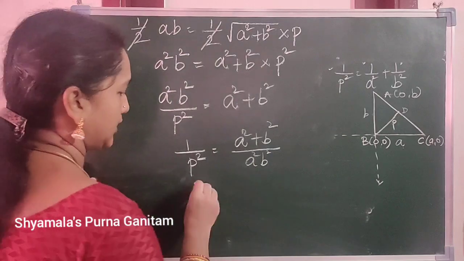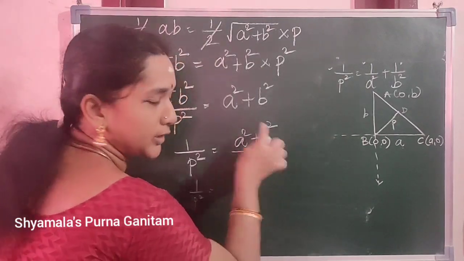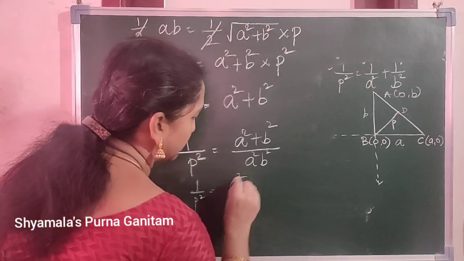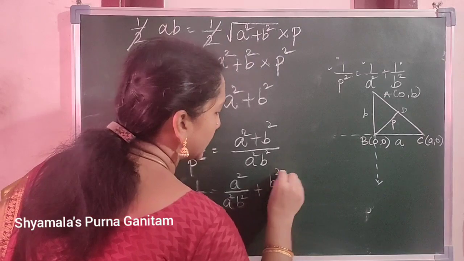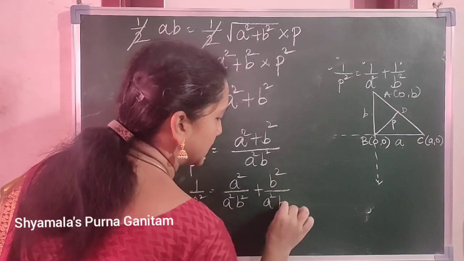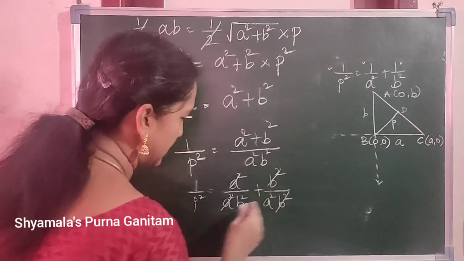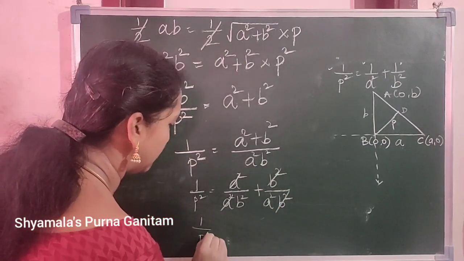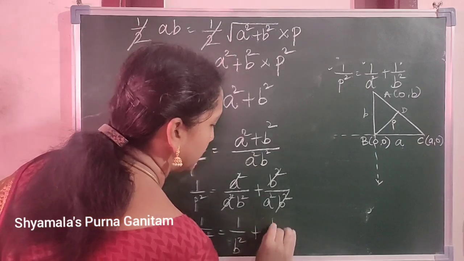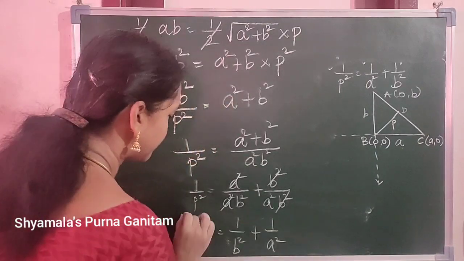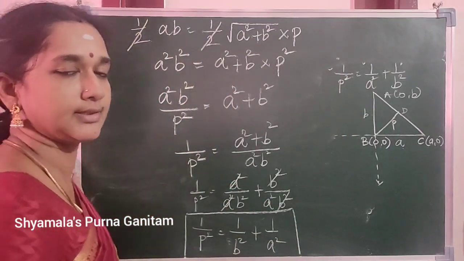That's all. So 1 by P squared is equal to A squared by A squared B squared plus B squared by A squared B squared, since A squared B squared is common to both the numerators. A squared will get cancelled, B squared will get cancelled. So 1 by P squared is equal to 1 by B squared plus 1 by A squared. This is the thing I wanted to prove. So I have proved this.